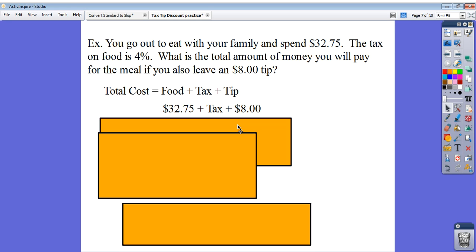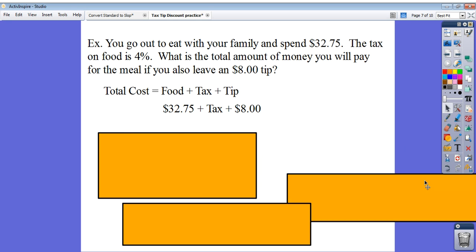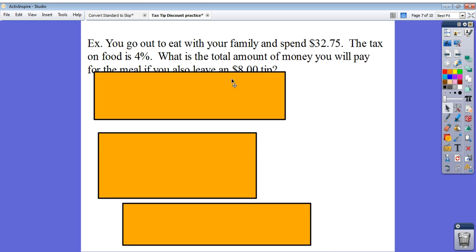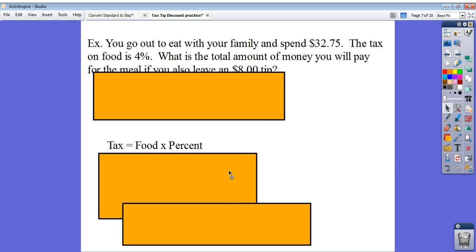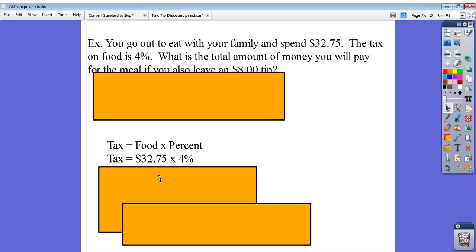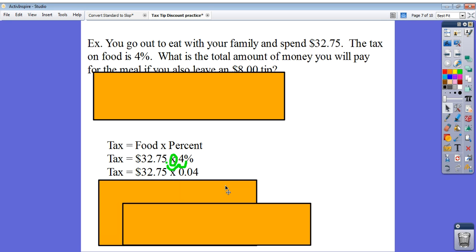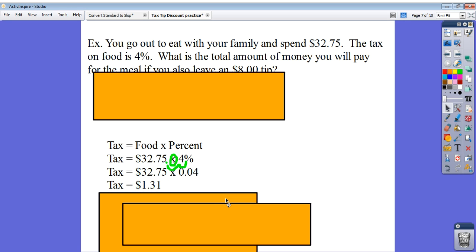Food is easy and tip is easy because they give us those things. $32.75 and then also $8. But we need to figure out how much the tax is going to cost. So let's go ahead and do that. I know that the amount that I'll pay in tax can be found by taking the price of the food times the percent tax. The price of my food was $32.75 and my percent was 4%. But I can't multiply by my percent until I turn it into a decimal. 1, 2, drop off my decimal, fill in a 0. So I'm going to work out $32.75 times 0.04, which gives me $1.31 in tax.